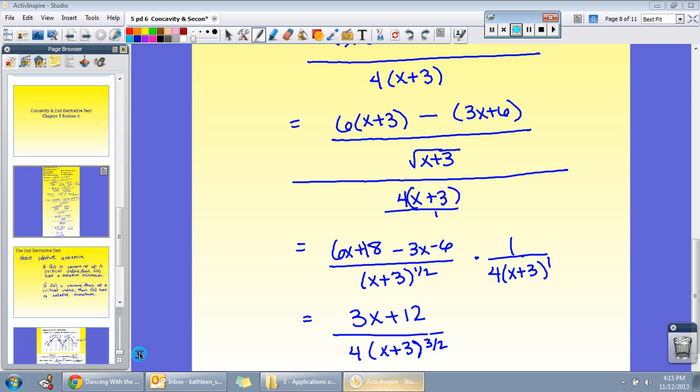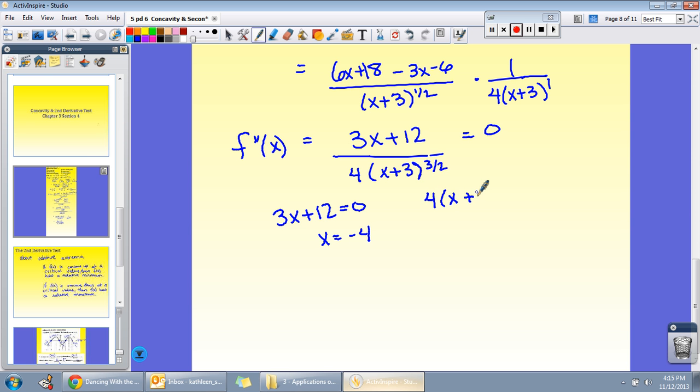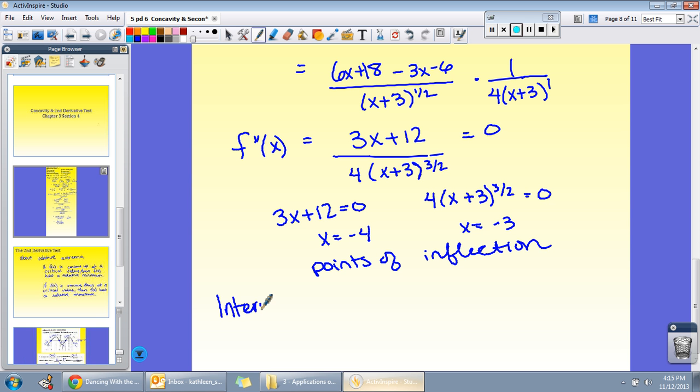Now the whole point of that was to find points of inflection. So to do that, we're going to set our second derivative equal to 0. And again, you're going to look at both the numerator and the denominator. Alright, so these are our points of inflection.